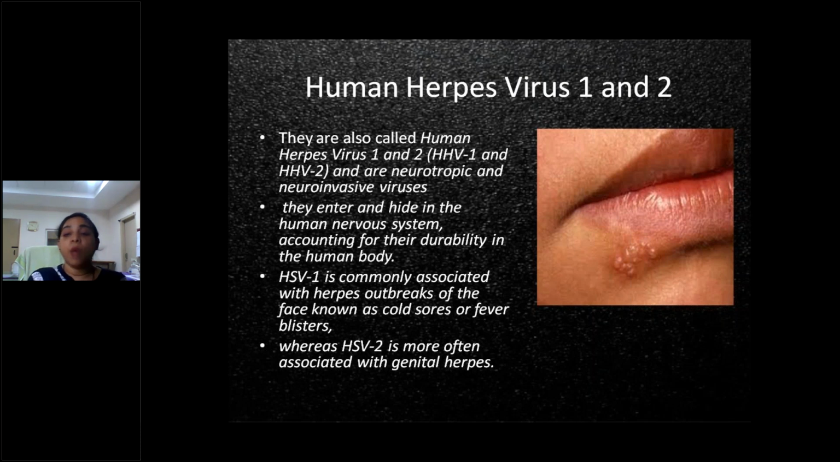Herpes 1 is commonly associated with herpes outbreaks of the face, known as cold sores or fever blisters. So, fever blisters, where do you get them? On the face. So, if blisters occur on the face, it is caused by herpes simplex virus 1. Whereas herpes simplex virus 2 causes lesions on the genital area. Therefore, herpes simplex virus 2 is commonly known as genital herpes.